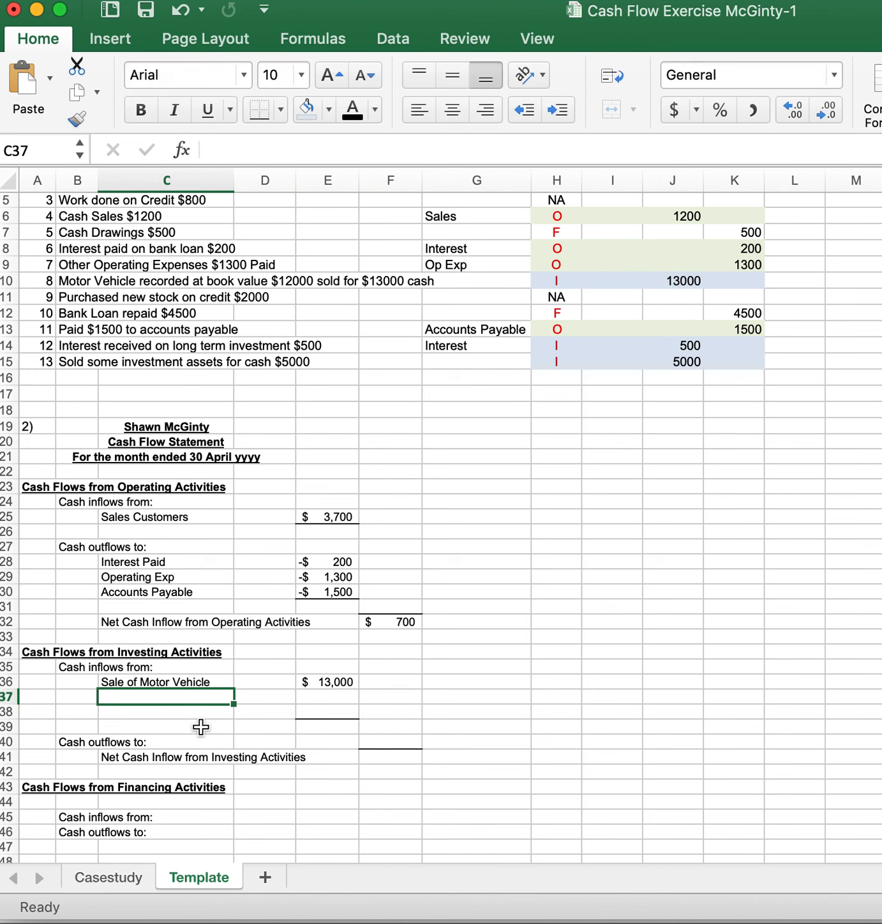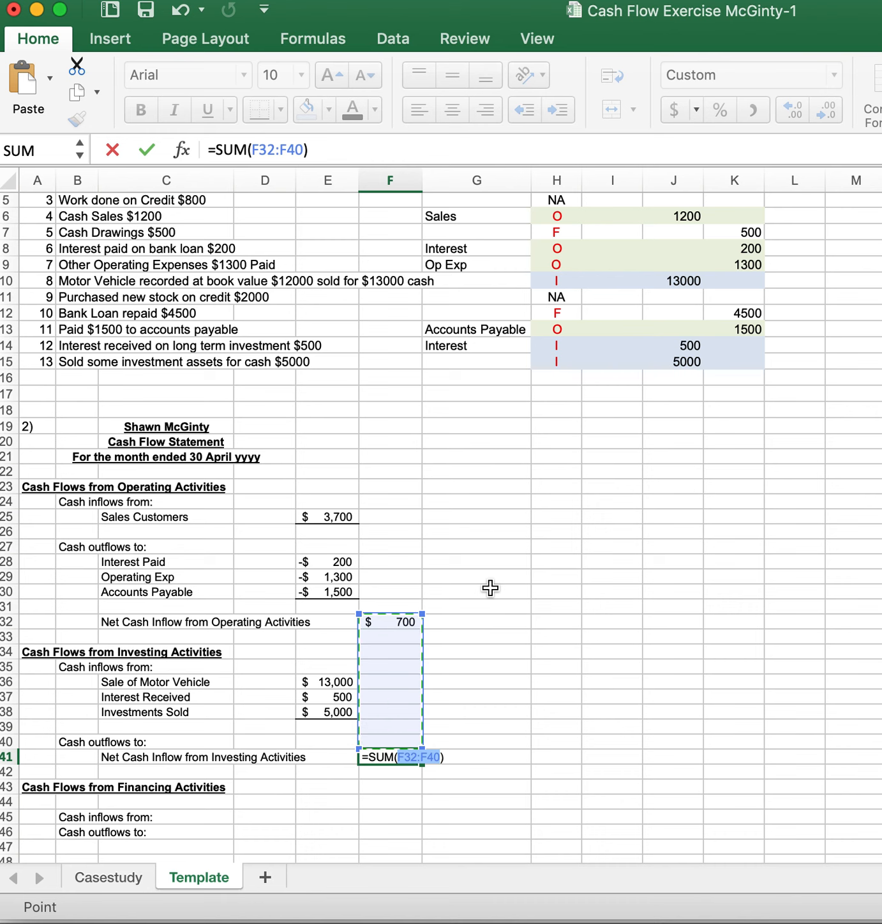It's interest received, equals 500. And it has sold some investments. Investments sold. So there's no money going out. That should be just the sum of this, which should be 1850, which is good.